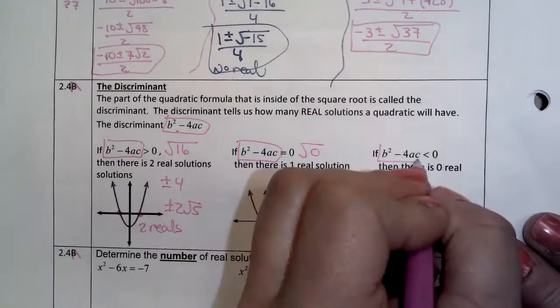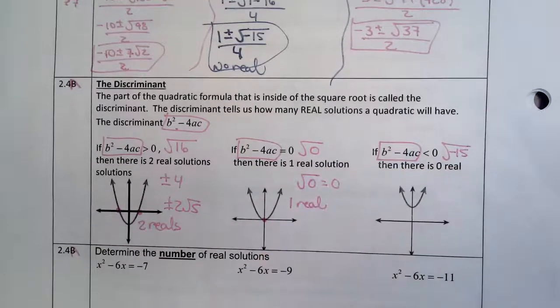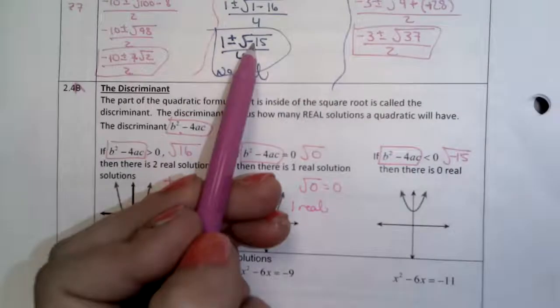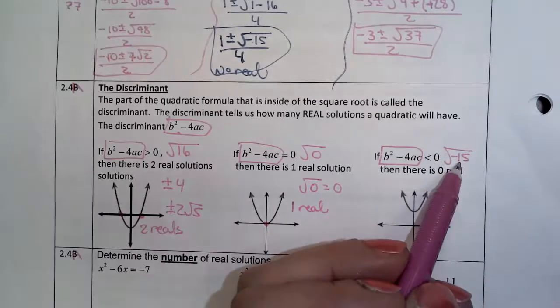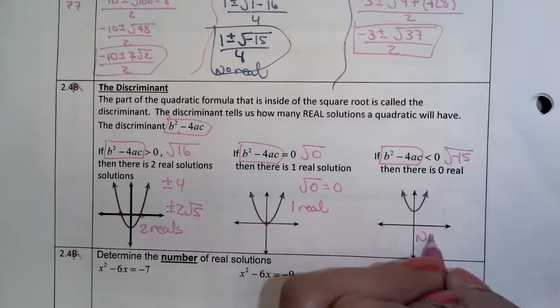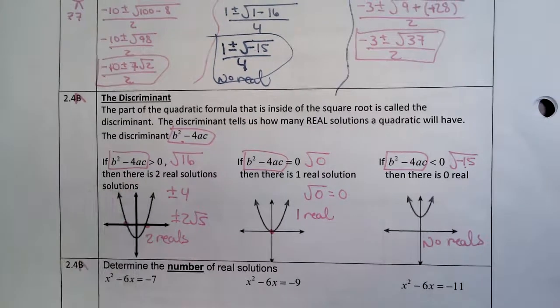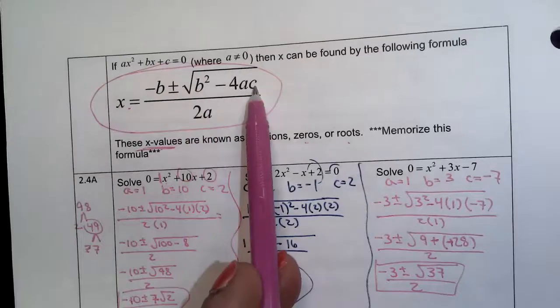And then B squared minus 4AC is less than 0. So this would be like if I was taking the square root of negative 15, like I did in this problem. There's no real solutions. I can't solve that without going into imaginary numbers. So I get no reals or no real solutions, 0 real solutions. So you don't have to actually do the entire quadratic formula to figure out how many solutions there are. You just have to do the discriminant, which once again is just the part that's under the radical.